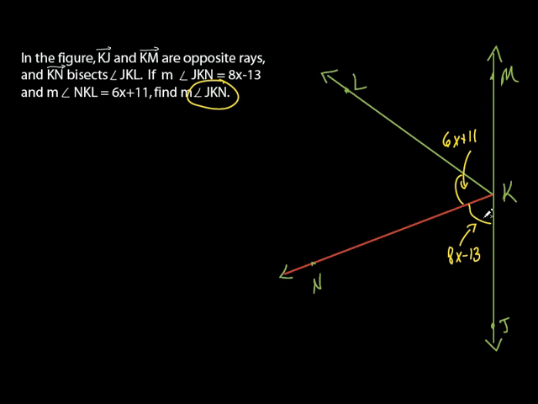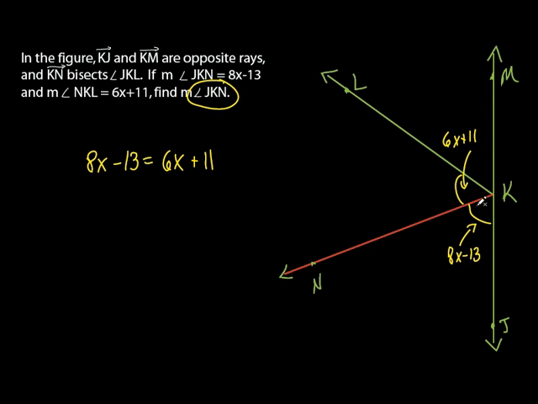Well, what am I going to have to do in order to find this angle? I'm going to have to solve for x. So I need to find a way to get x by itself. Then I can plug it in and figure out what this angle is. Remember, this bisects it, so this angle and this angle are equal to each other. This is the measure of the top angle, this is the measure of the bottom angle. They have to be the same. So algebraically, we're going to set them equal to each other. I take 8x minus 13, which is this angle, and set it equal to 6x plus 11, which is this angle.